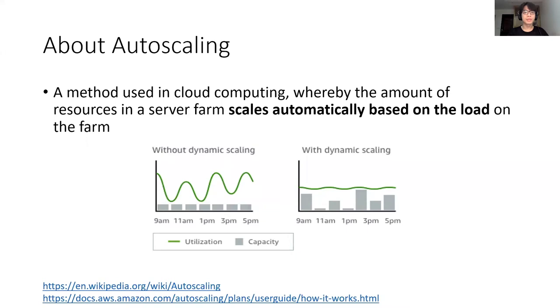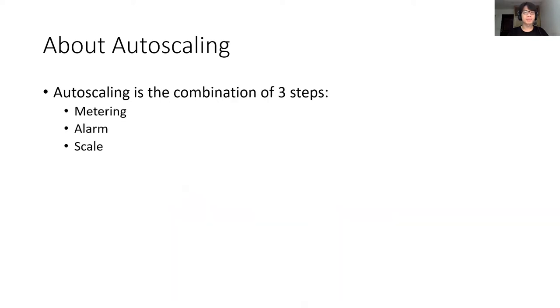So what is auto-scaling? Auto-scaling creates target tracking scaling policies for those resources in your scaling plan. These scaling policies adjust resource capacity in response to live changes in resource utilization. And in most architectures, auto-scaling is simply the combination of three steps: metering, alarm, and scale.